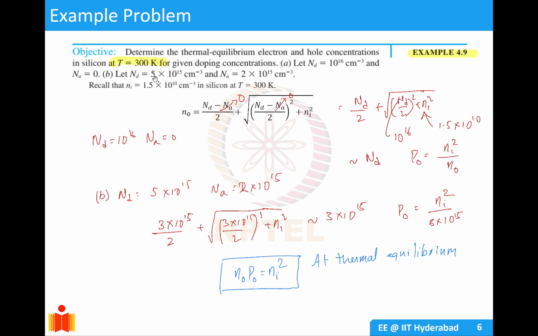Now when Na and Nd are very similar, say Nd is 5 times 10 to the power 15 and Na is 2 times 10 to the power 15, Nd minus Na is 3 times 10 to the power 15. Here again ni will cancel out because it is much less than 10 to the power 15. So you will get n0 equals 3 times 10 to the power 15, and then p0 can be calculated as ni square by 3 times 10 to the power 15.